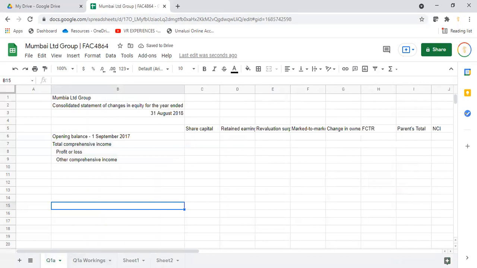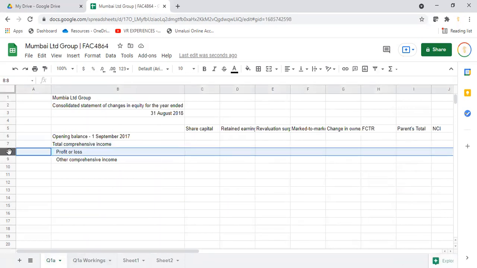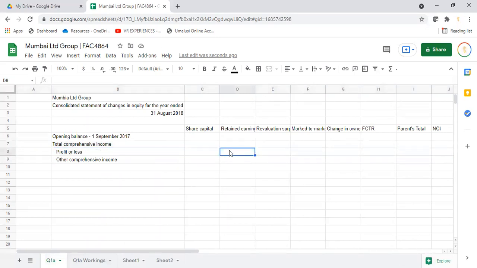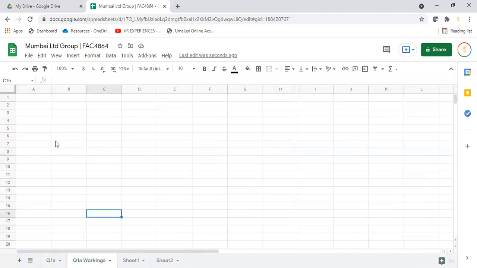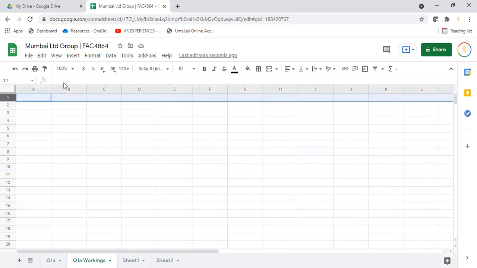Okay, so what we're going to focus on is calculating profit or loss for the year. Remember, the parent's portion of profit or loss comes under retained earnings, and NCI's portion comes under NCI. So how am I doing my workings over here? You start your workings on a separate page. So this is my separate page.